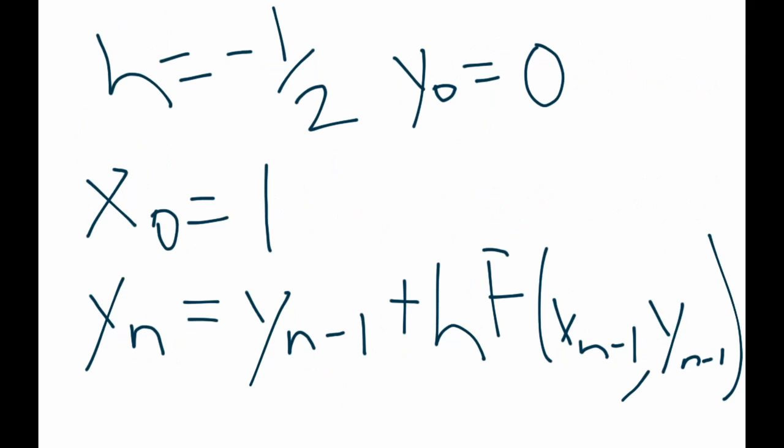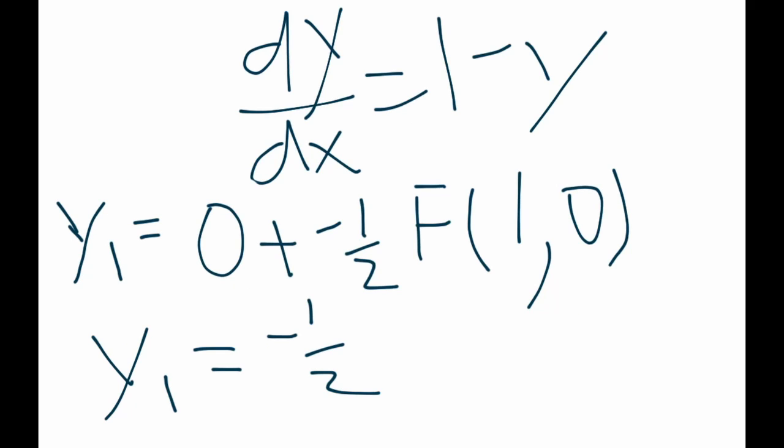To solve this problem, we're going to use the equation for Euler's method, which is yn equals yn minus 1 plus h times f of xn minus 1, yn minus 1. The step size, which is h, equals negative 1/2 since we're going to the left, and y0 equals 0, and x0 equals 1, as given by the initial condition f of 1 equals 0.